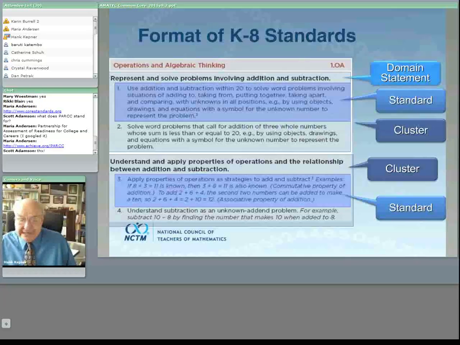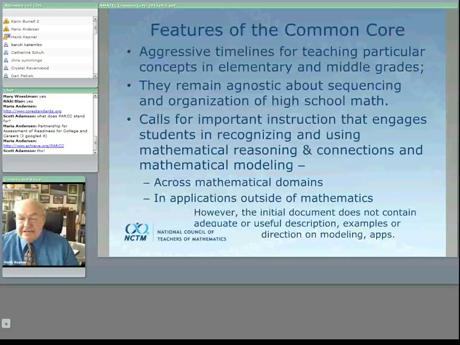At the high school level, the content is there. It won't be too surprising. I'll talk about it a little later, but it was not produced to be done in any particular sequence, whether it's an integrated type curriculum or a more traditional curriculum in the United States. And it calls for the instruction of students recognizing and using mathematical reasoning, connections, and modeling as critical issues.